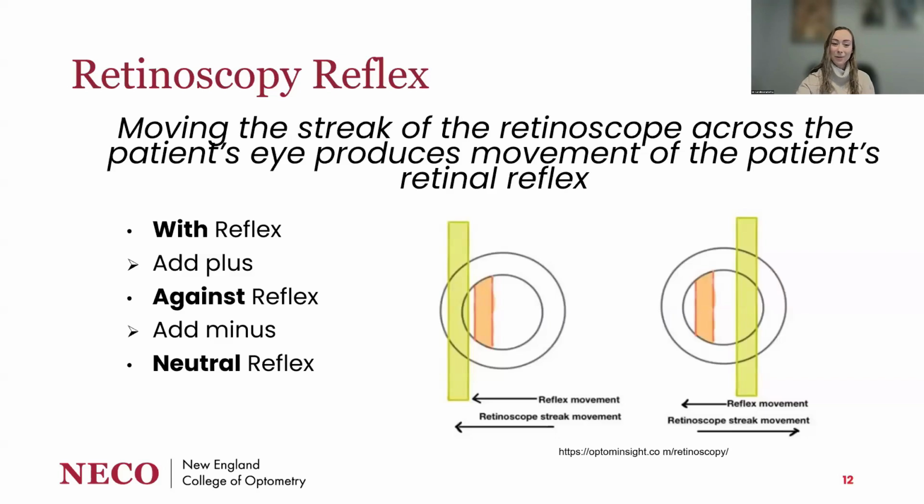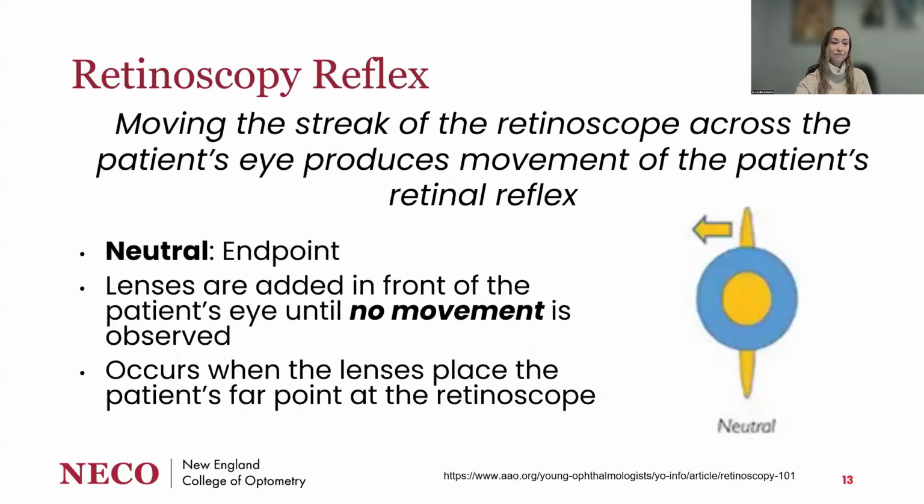Our final option is a neutral reflex, which is essentially a full pupil. There's no with or against motion, and that is our endpoint when we've determined the correct lens to place in front of the eyes. You can see here as the examiner moves the streak, the pupil is fully illuminated. There's no motion, neither with nor against. Our lenses are added in front of the patient's eye until no movement is observed. This occurs when the lenses place the patient's far point at the retinoscope and is when we are able to plot that lens value that neutralizes the movement on our optical cross.